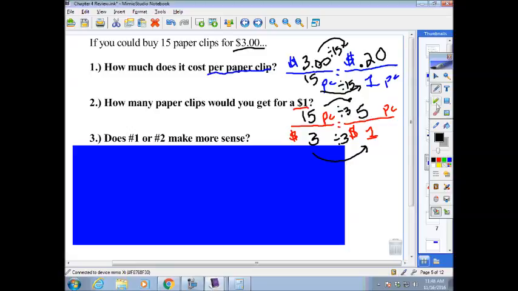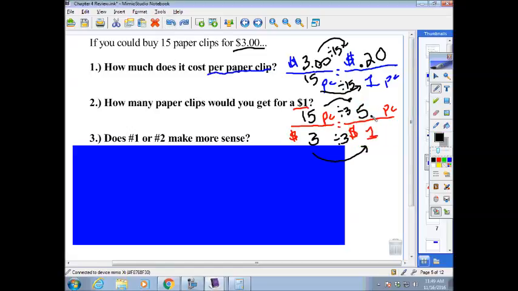Now we've got to figure out which one makes more sense. And here's the deal. They absolutely both make sense equally. Here's why. I know some of you are saying, well, why would I ever buy one paper clip? Okay, that's not the point. But would it be possible, if I had 20 cents, could I come up with 20 cents to buy one paper clip? Yeah, 2 dimes or 4 nickels or 20 pennies, whatever. I could actually go get 20 cents. I could have partial money. Down here, if I had $1, could I go in and buy 5 paper clips? Yes. Absolutely. So they both make sense.